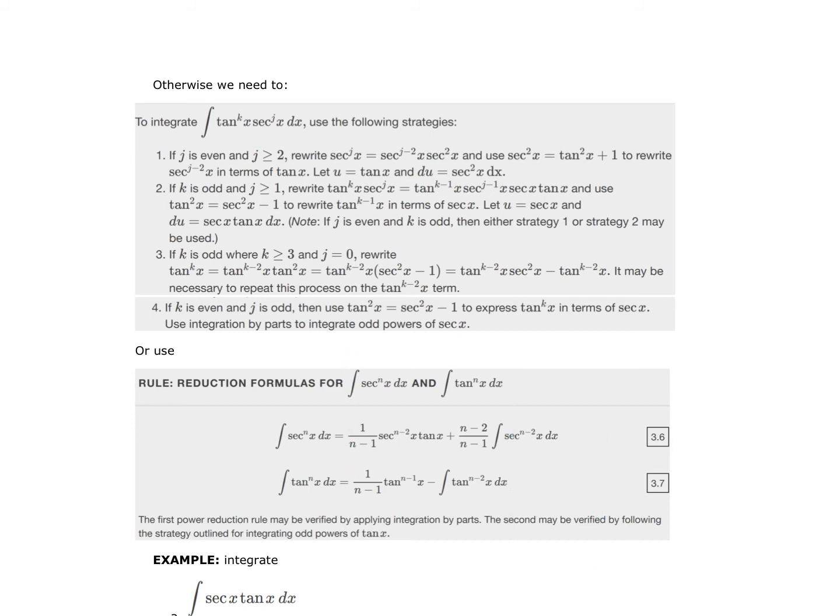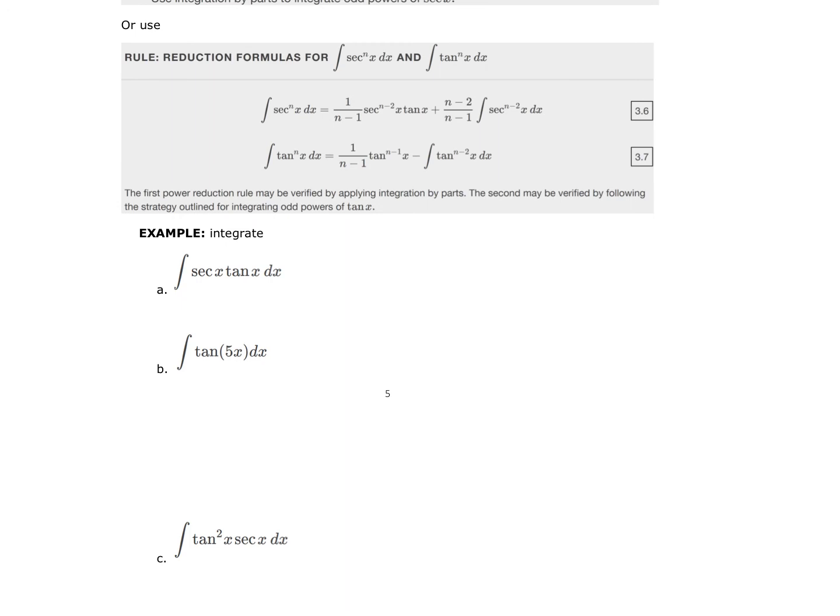So let's go through some examples. I'm not going to do them in their entirety, but I am going to get them set up for you. Now the first one is straightforward. There's actually no work. The derivative of secant is secant tangent. So the first one, no work. This is just going to be the secant of x plus c. That's really nice.